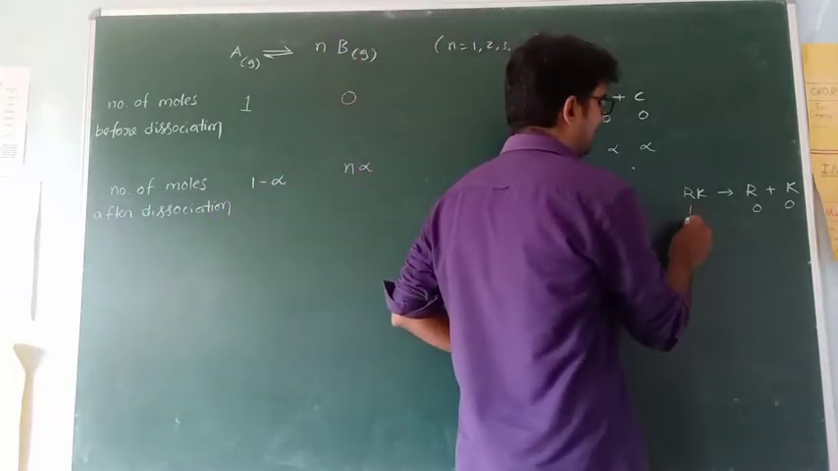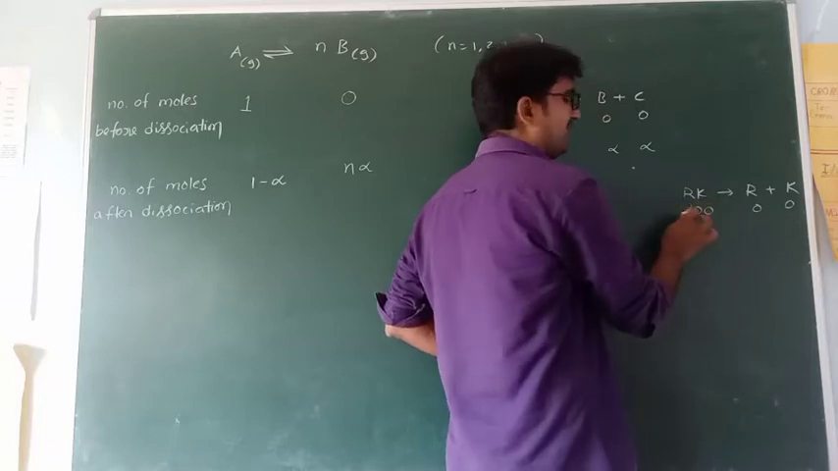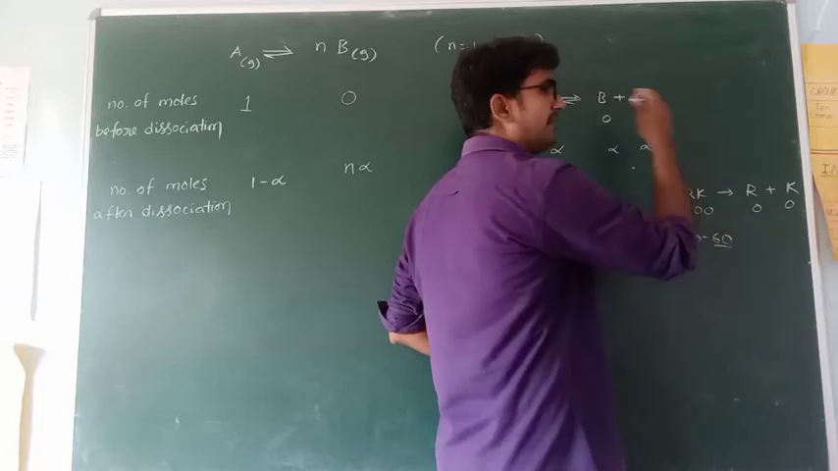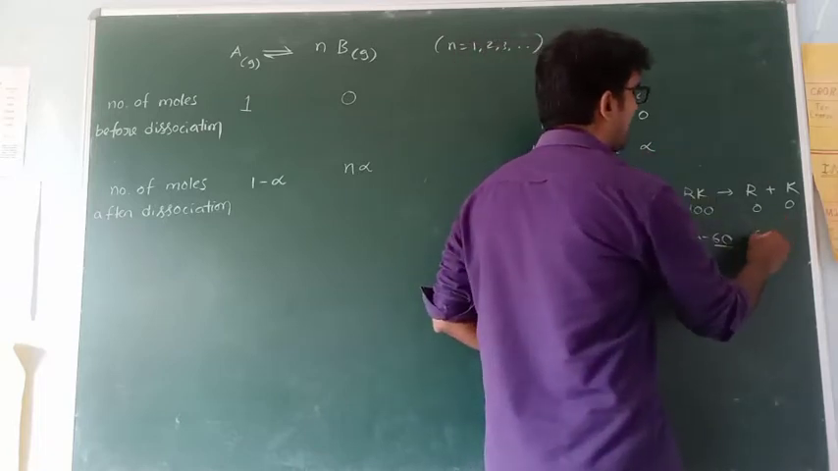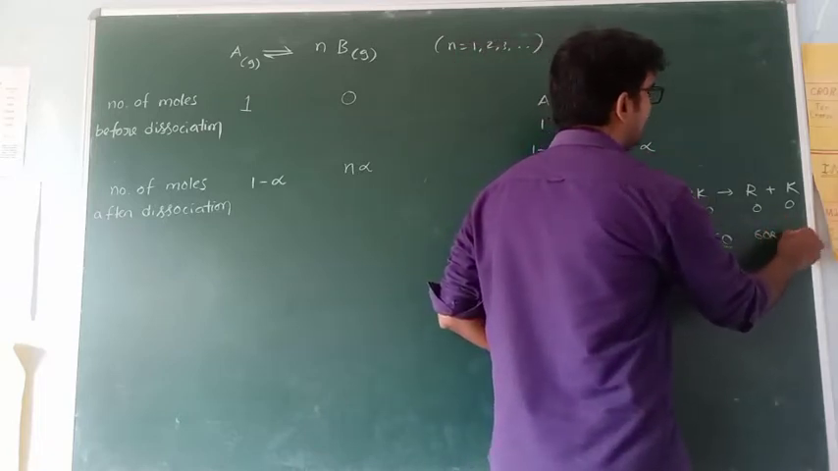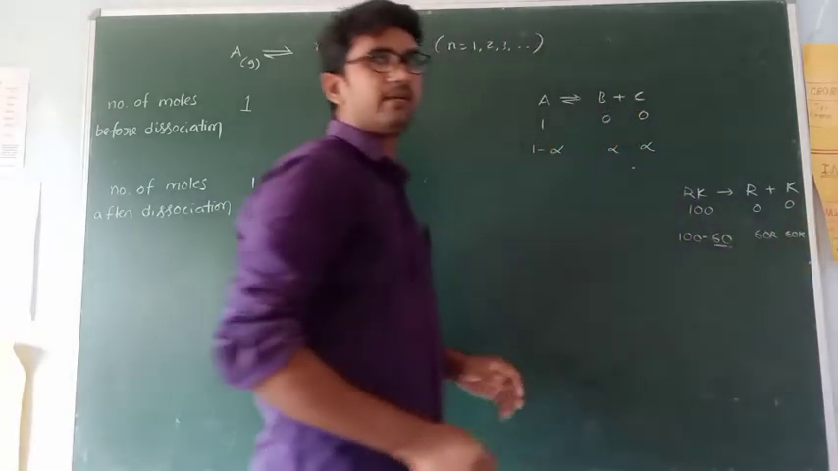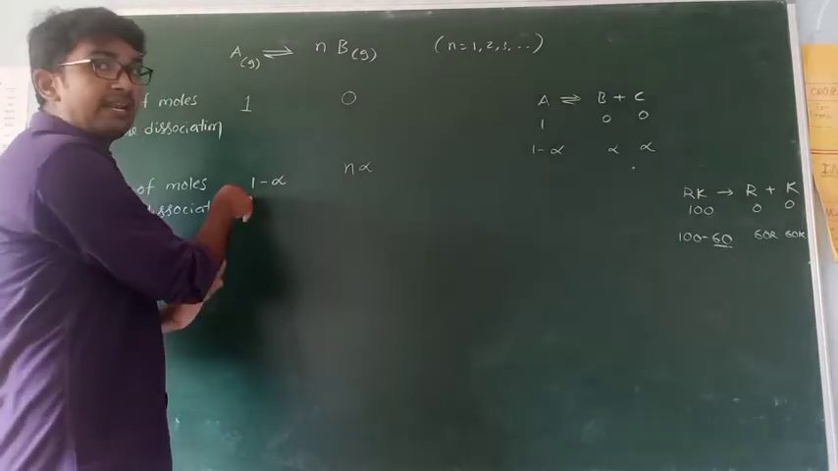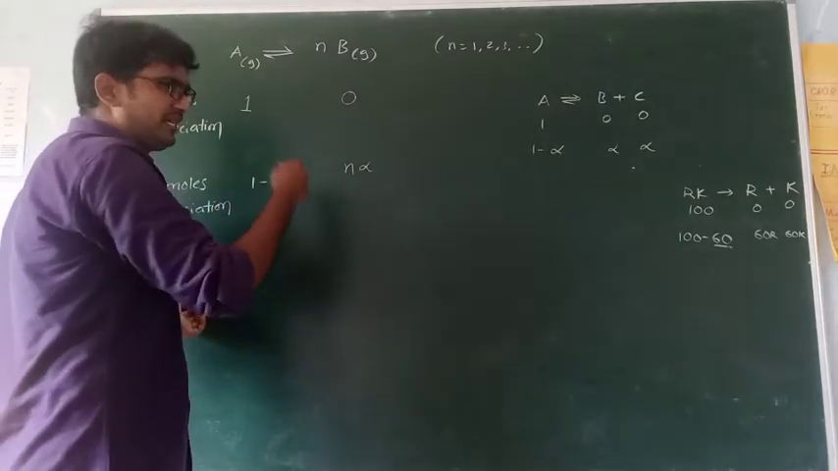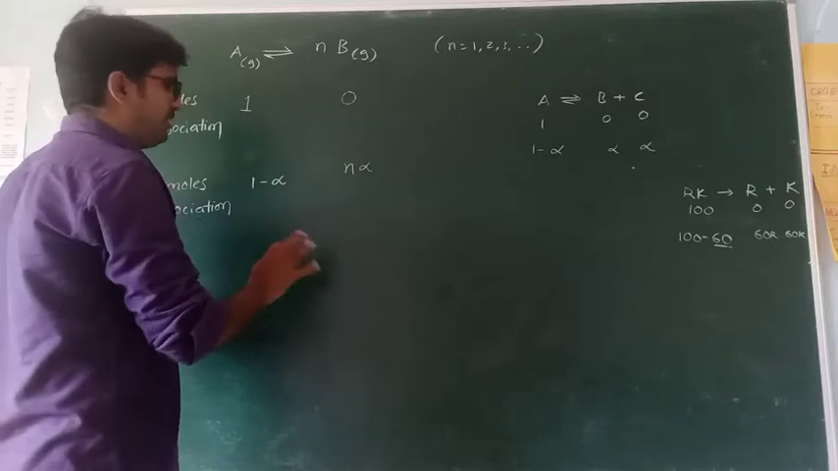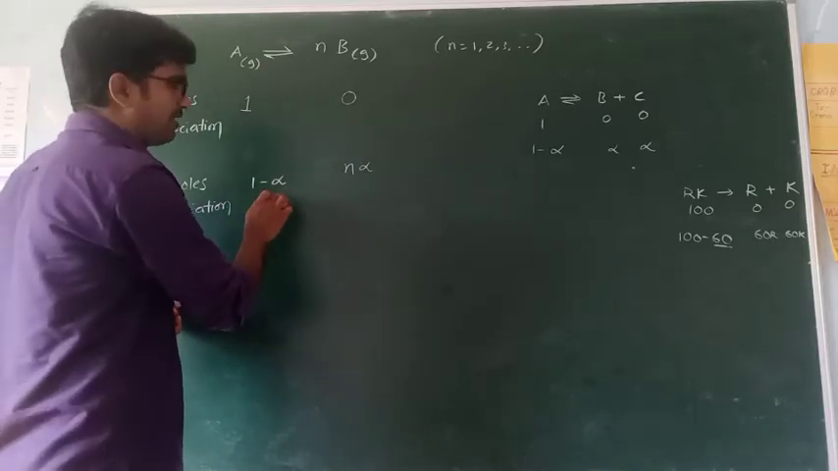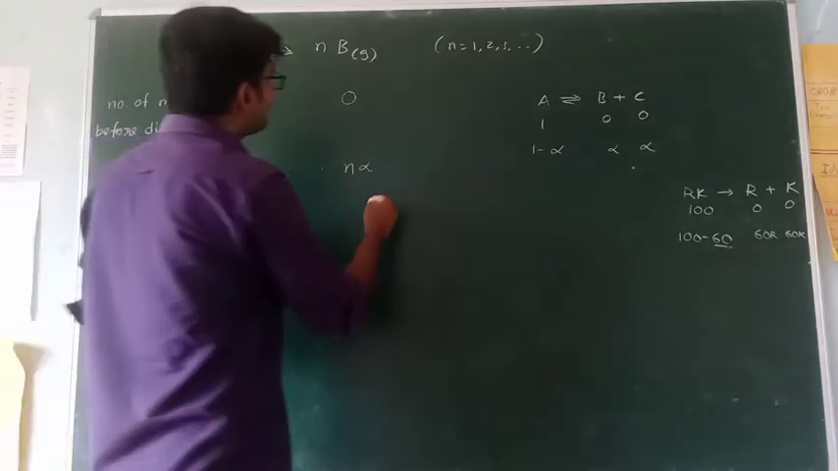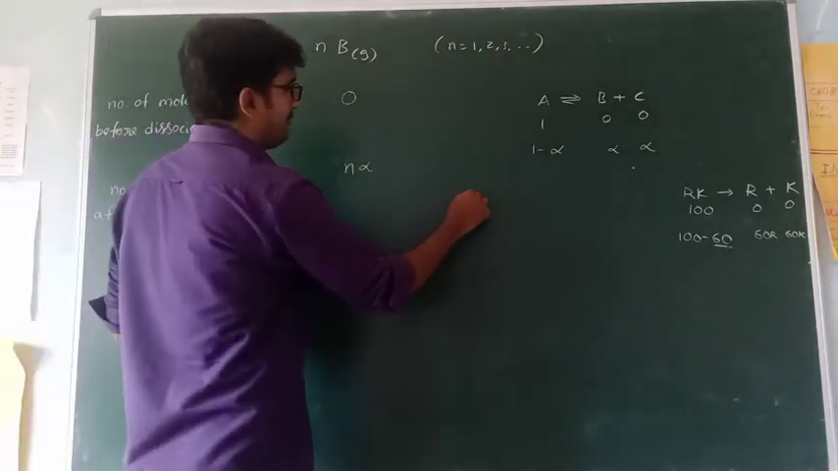Then 1 is nothing but 100, for example. 100 minus 60, so 60 members are cut into pieces. Then 60 R parts and 60 K parts are coming. Again, similarly, 1 minus alpha, where 1 is nothing but 100 here. Alpha is, for example, 60 or 40, some percentage. 1 minus alpha gives rise to n alpha. Don't think about that because there is one more example.